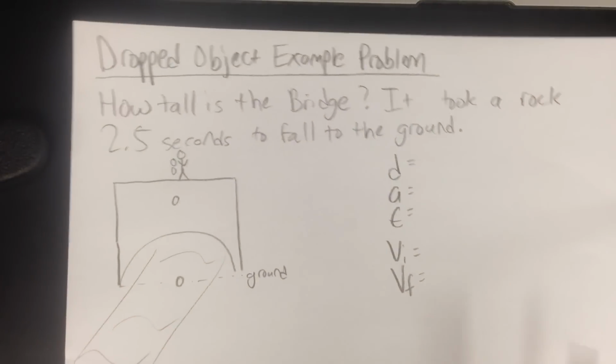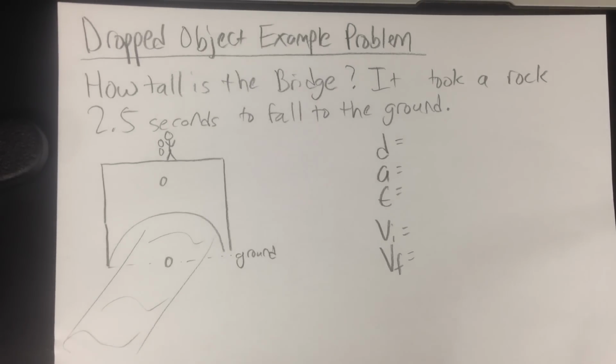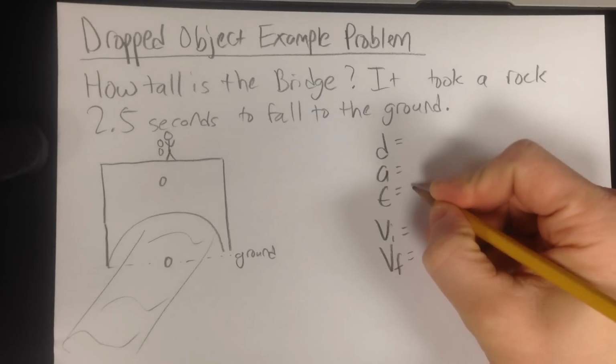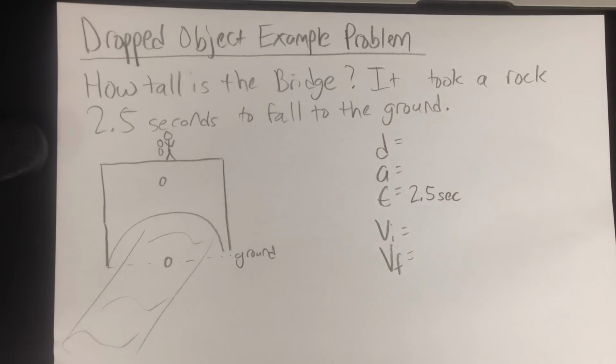So here's your dropped object example problem now. The question is, how tall is that bridge? If you drop a rock from it, and it takes that rock 2.5 seconds to get to the ground. Alright? So the time is 2.5 seconds. It takes the rock 2.5 seconds to fall.